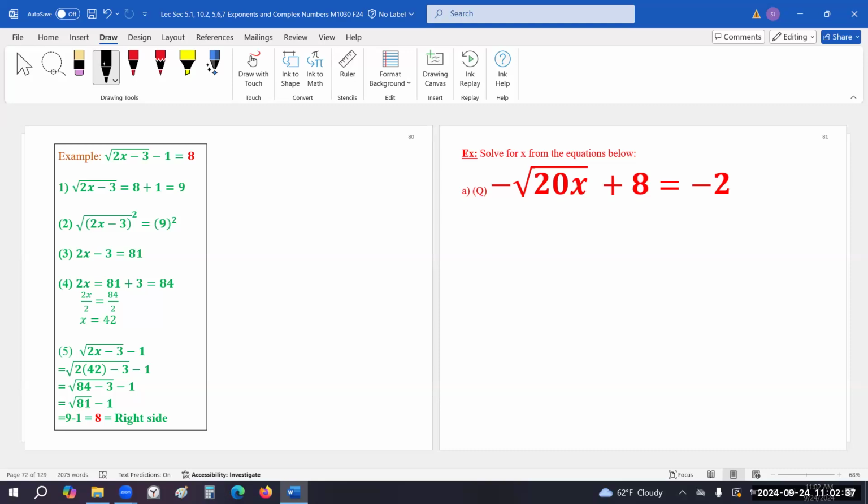So tell me the first step. What did you do? I'm trying to get the radical by itself. Right. The first problem is 8. Get rid of that. We subtract.